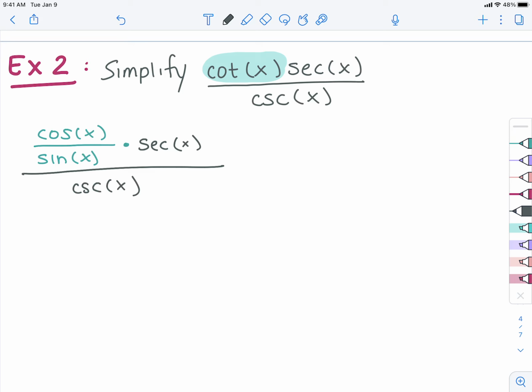And I just want to keep changing things. So since we started in the numerator, let's keep going with the numerator. We'll simplify that as much as we can, and then we'll work with the denominator.